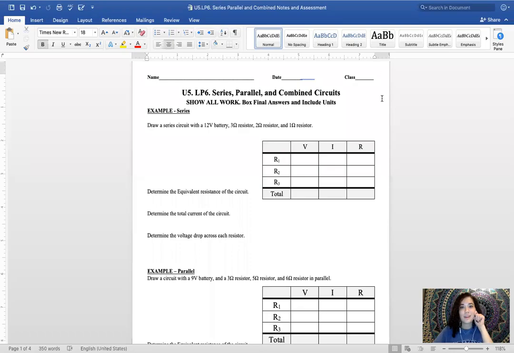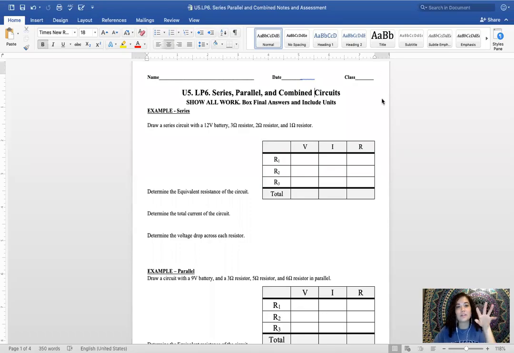Maybe good for you, maybe not so good for you. This is going to be the first assessment that will have an actual grade in PowerSchool associated with it. So I'm going to highly recommend you take notes and you reach out afterwards if you have any questions or concerns. Today we have a jam-packed lesson. We're talking about series circuits, parallel circuits, and combined circuits. So let's get started.